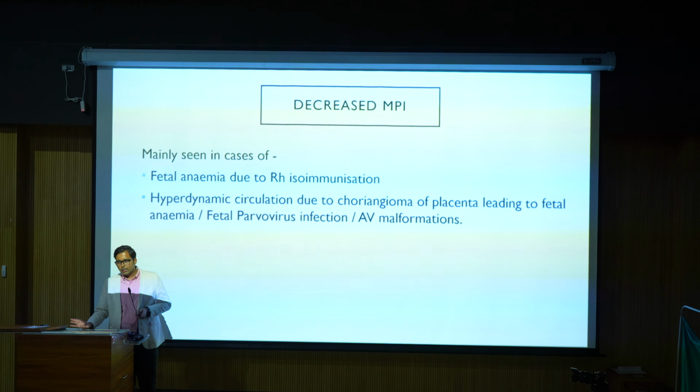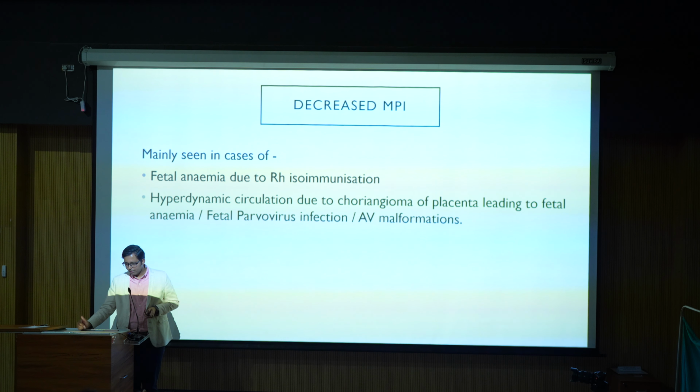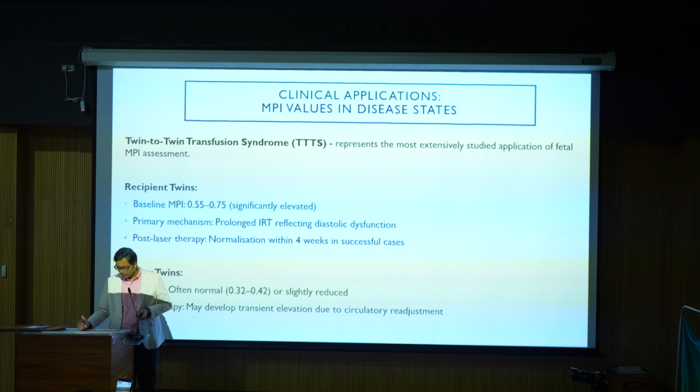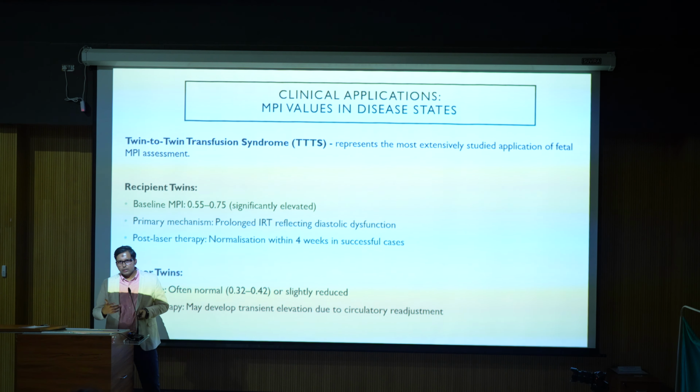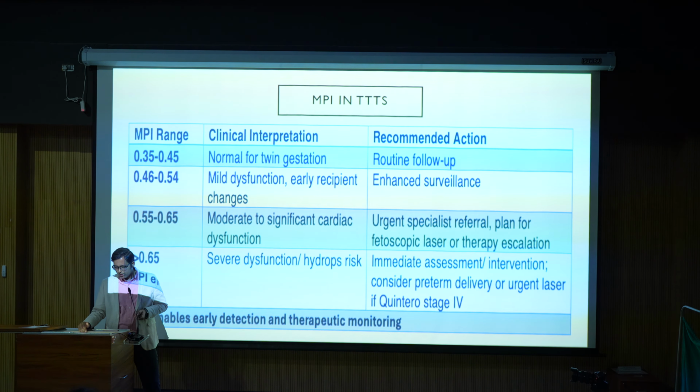What are the conditions where the MPI will decrease? It is mainly seen in cases of fetal anemia because of the RH isoimmunization, and whenever there is a hyperdynamic circulation due to chorioangioma of the placenta, which leads to fetal anemia, parvovirus infections or AV malformations. I think a lot of theory part we can skip that. So basically you got the idea why MPI would increase, why it would decrease, and all such conditions where we have to do the functional assessments.